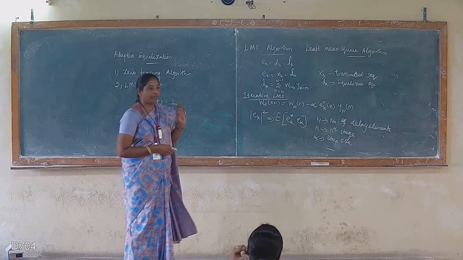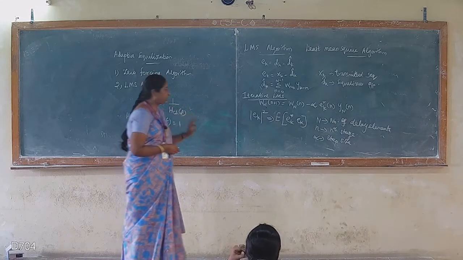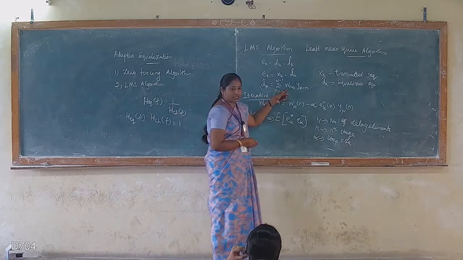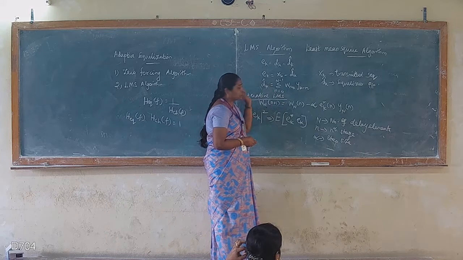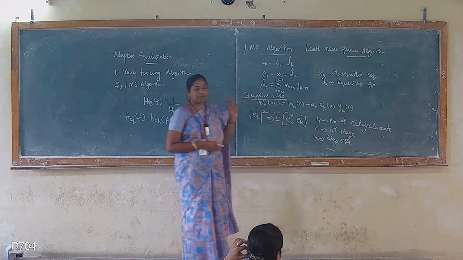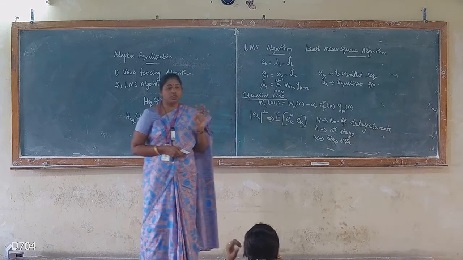So how do you minimize the mean square error? By varying the filter coefficient or weight. In this way we can vary the error. Clear? So this is the main objective of LMS.